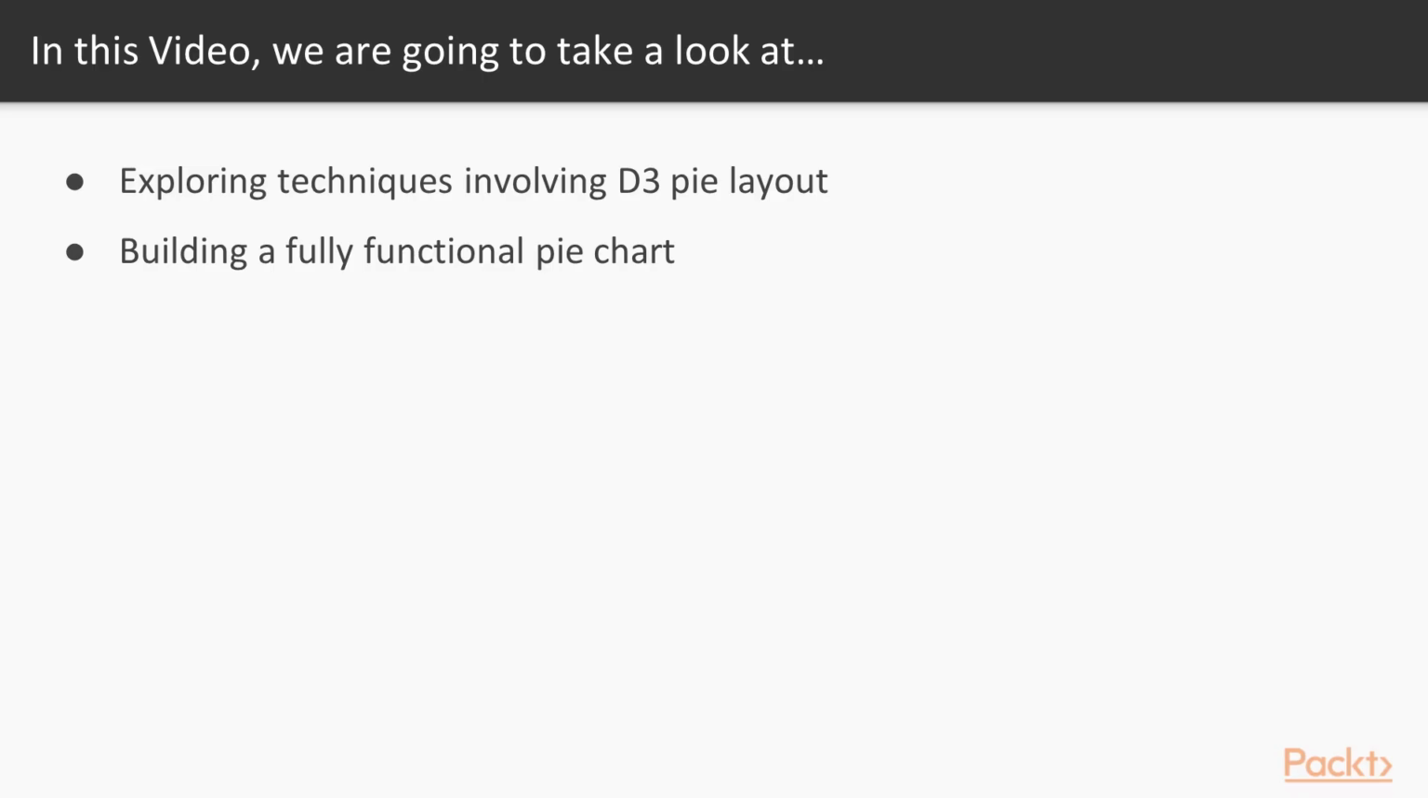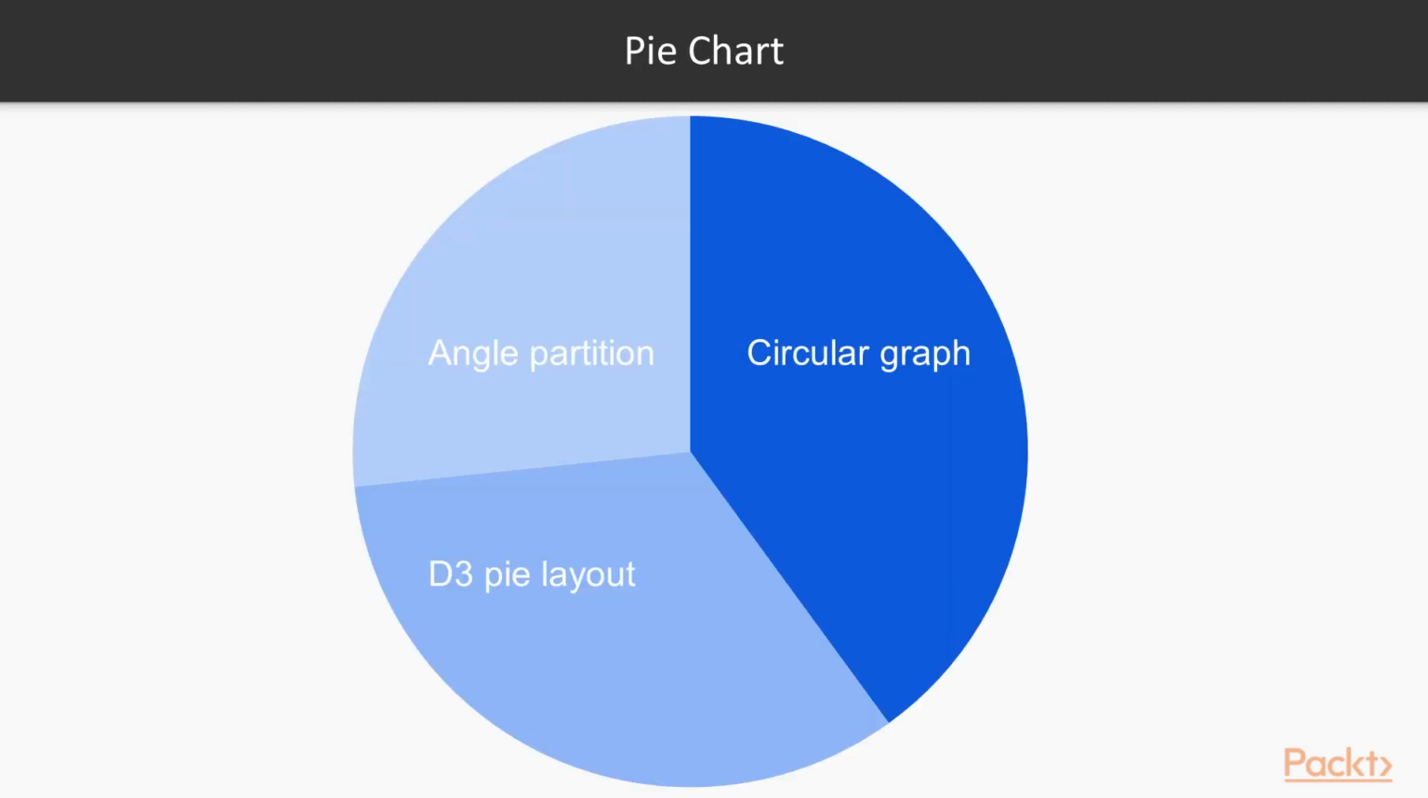In this video, we will explore techniques involving D3 pie layout to build a fully functional pie chart. A pie chart, or a circle graph, is a circular graph that contains multiple sectors used to illustrate numerical proportion.